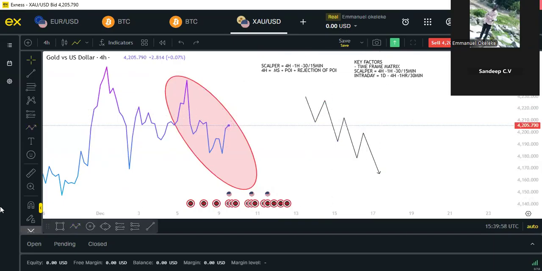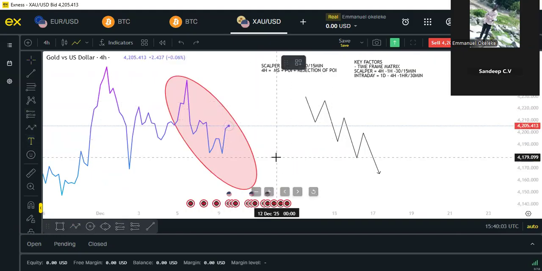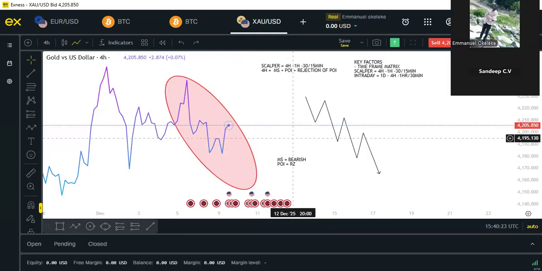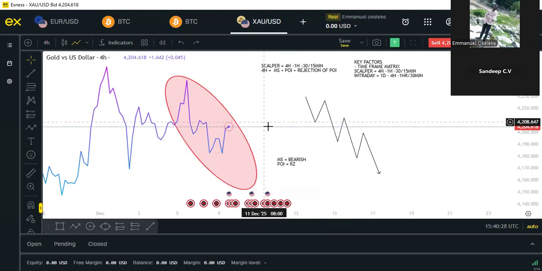Now after establishing that your market structure is bearish, the next thing you ask yourself is, if you're in a bearish market, what is the POI you are looking for? You are looking for a sell opportunity, am I right? Yes. So the first POI you are looking for is a resistance zone, an RZ. This is one of the most valid types of POI in the market.